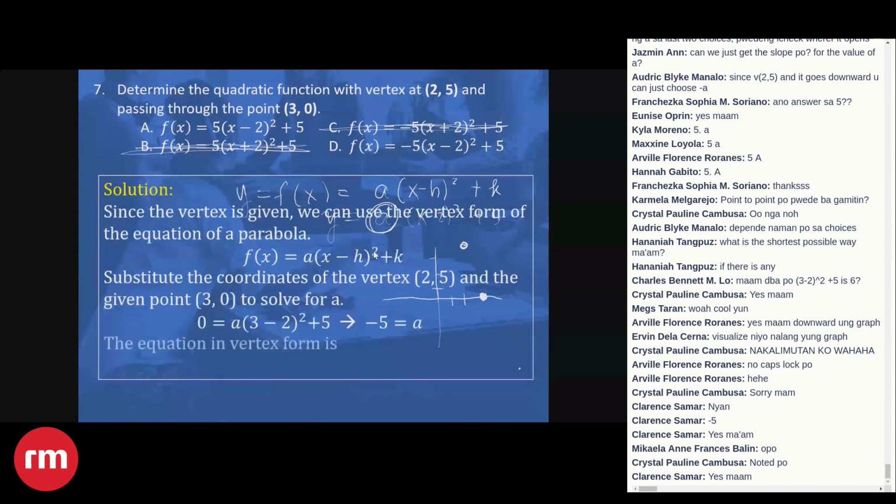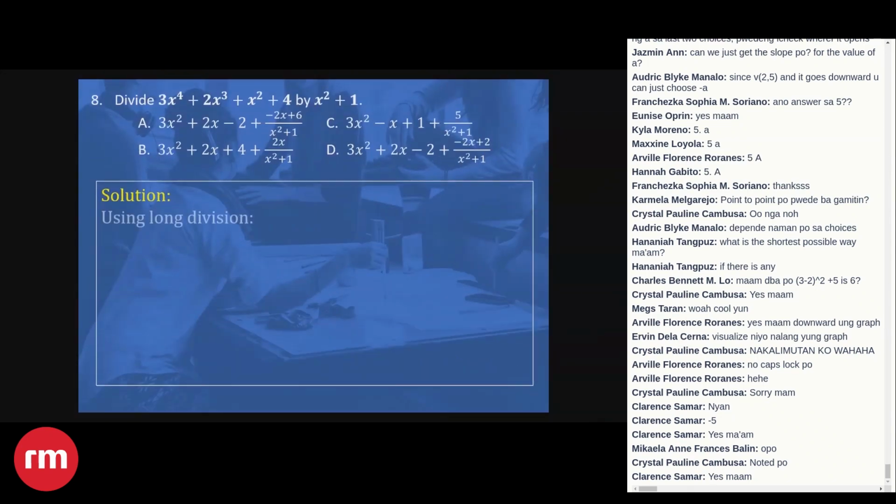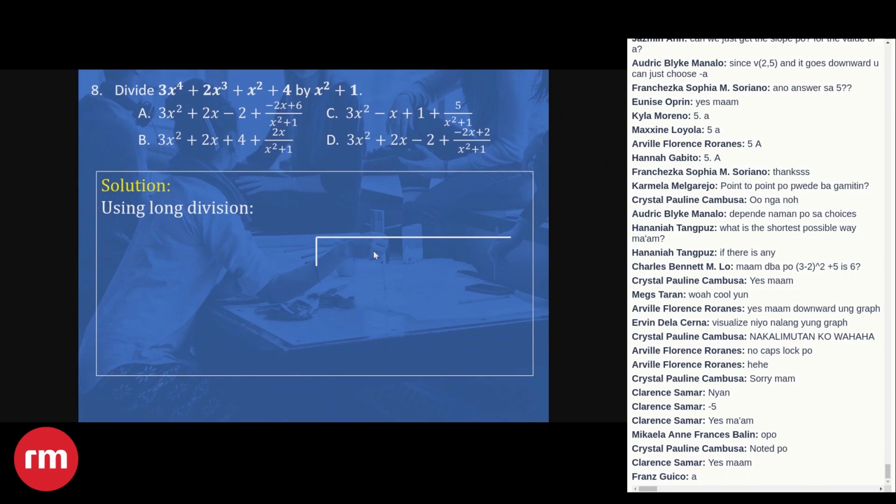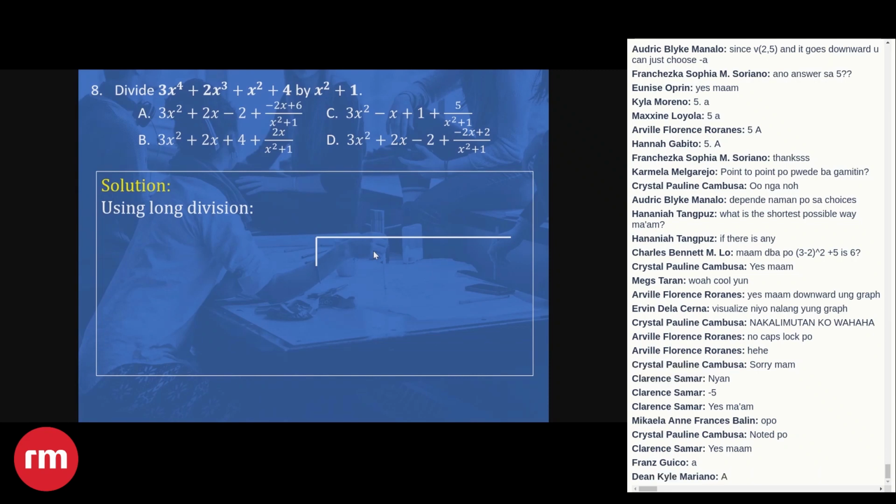Okay, let's proceed to number 8. So for number 8, the only thing that we can do here is by long division. So ang gagawin ko dito, class, ay just guide you on how to do this. I think you remember this one. This one is taught in not only intermediate algebra, but also in basic algebra in first year, in grade 7.